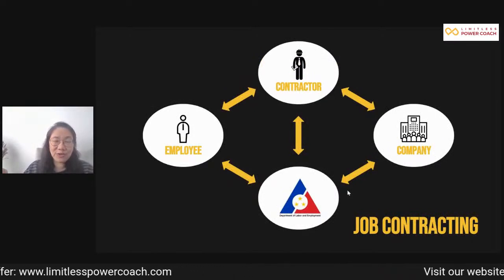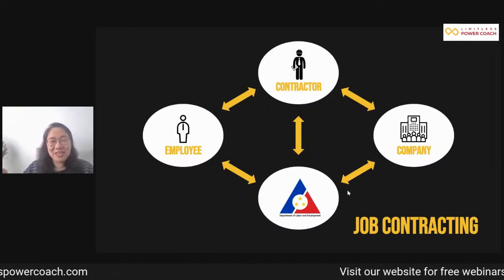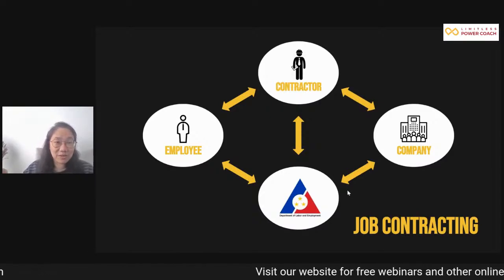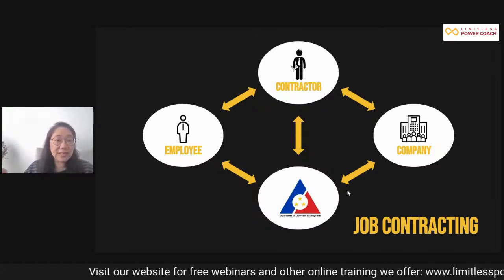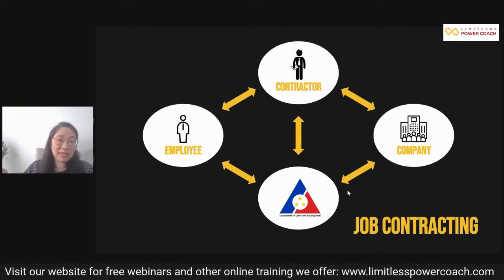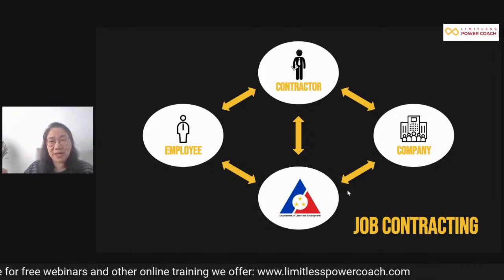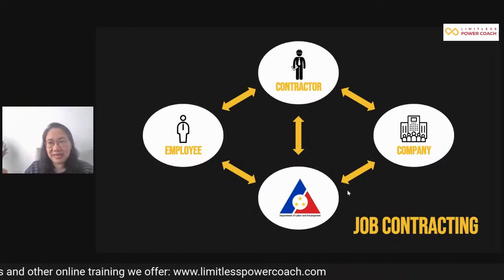So although there are three major parties, there is another party who plays a critical role in the success of the relationship. So this is the DOLE. You are guided by the Department of Labor and Employment guidelines.